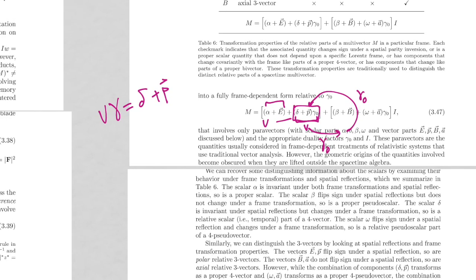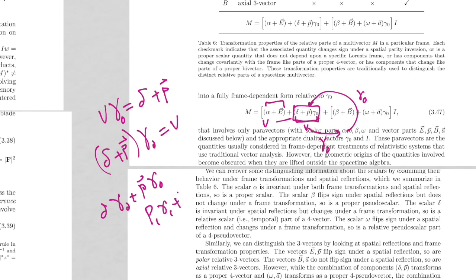And then if we take gamma 0, then if we take delta plus p, and we multiply by gamma 0, we're going to get v, which will be delta gamma 0 plus p gamma 0, which is going to end up being p1 gamma 1 plus p2 gamma 2 plus p3 gamma 3.